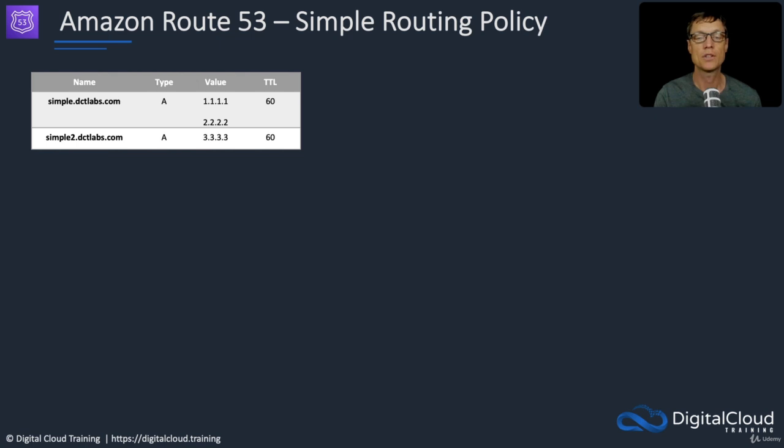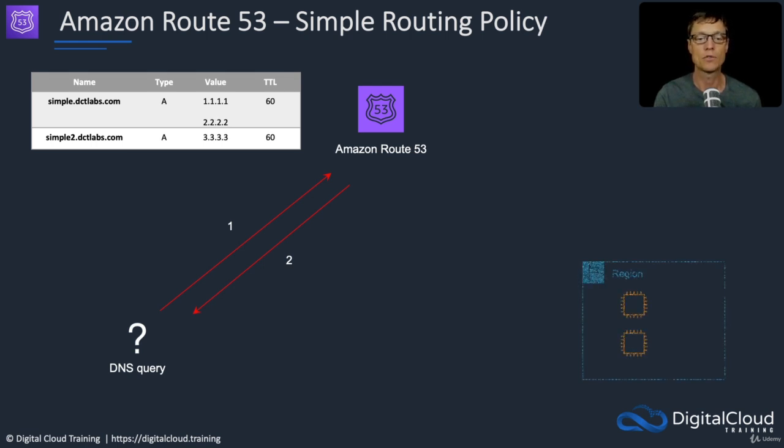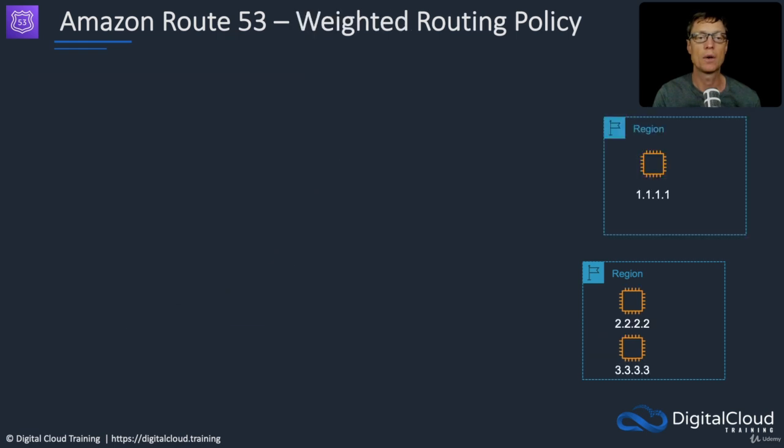The first one is the simple routing policy. Not too intelligent, just does a basic function. You can have a record, and that record can have multiple values. When a user then tries to query Route 53, Route 53 will return a response, and it can be one of these records, and it will just go through them in a round robin fashion if there's multiple records in an individual record set. The user then gets the response and can use that to connect to whatever service they're connecting to. So that's the simple routing policy.